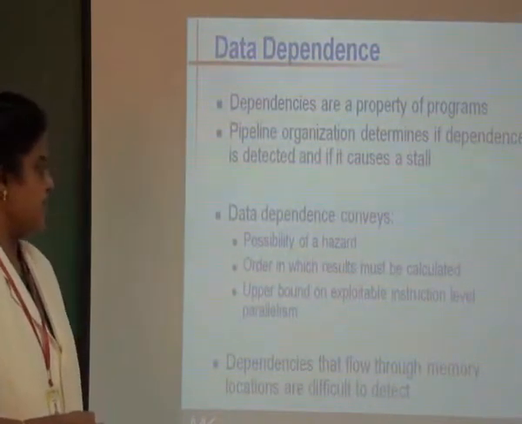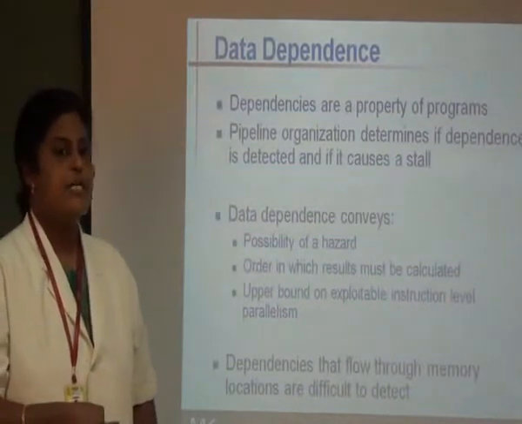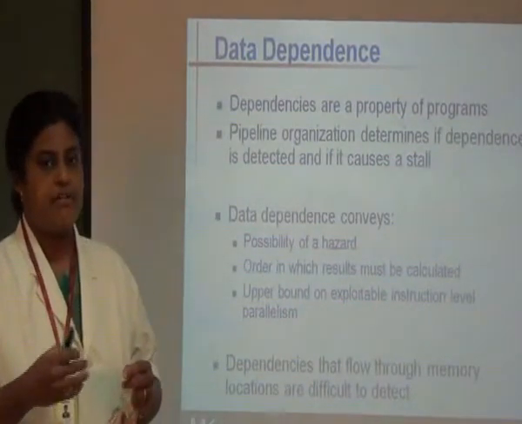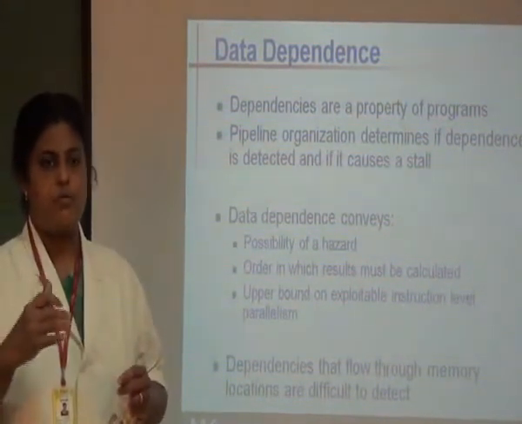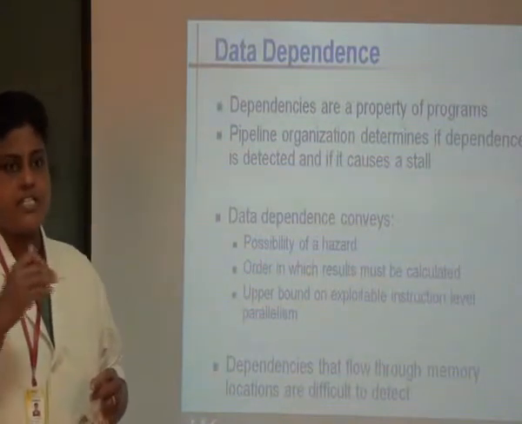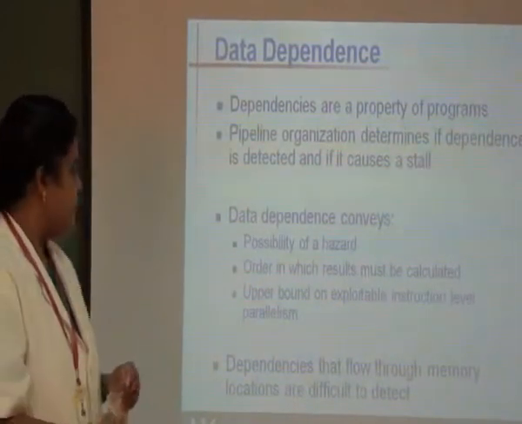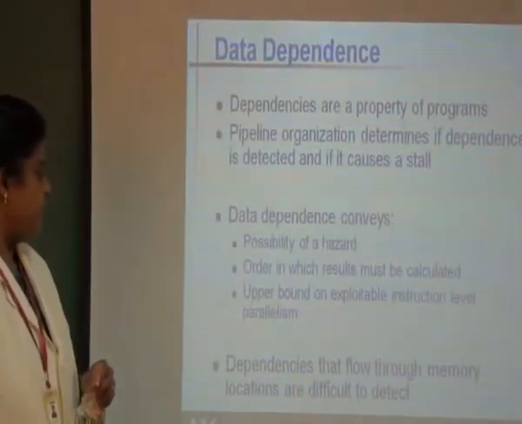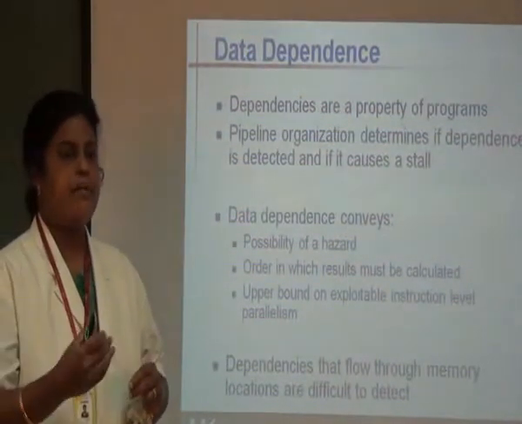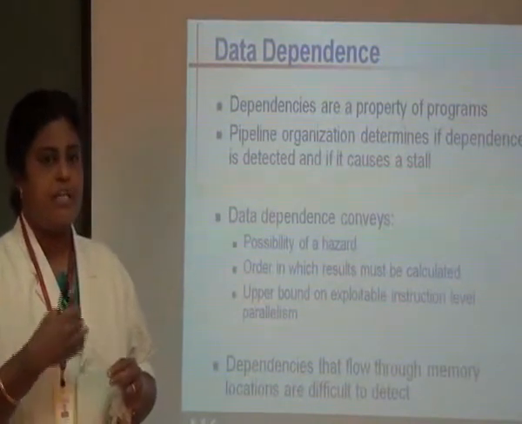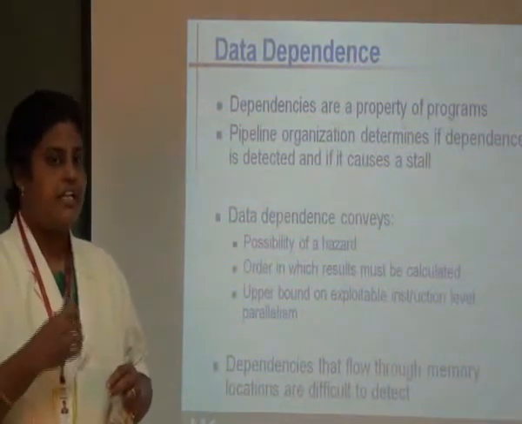So this is going to be the second one, and the upper bound on exploitable instruction level parallelism. Suppose we decide to exploit instruction level parallelism, what is the upper bound on the number of instructions which could be executed in parallel? That is the upper target which the programmer is supposed to meet. Dependencies that flow through memory locations are difficult to detect. Every time we have to get data from a memory location, the memory access itself is going to be a problem in case of data dependency.